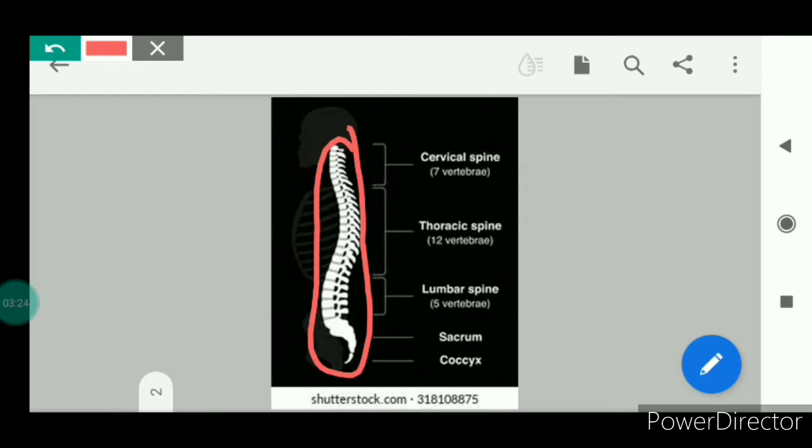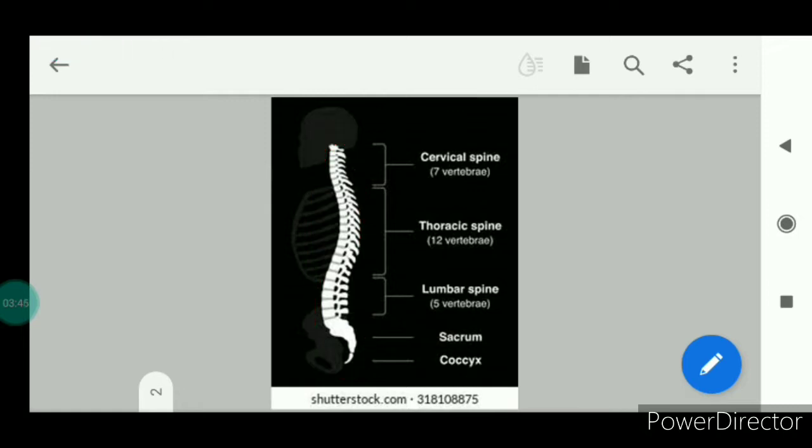The vertebral column, or the backbone, acts as the central support system for the body, because along with the hip girdle, it helps us in standing straight, and it also provides support during locomotion, and it also protects the spinal cord. So this was all about the backbone.